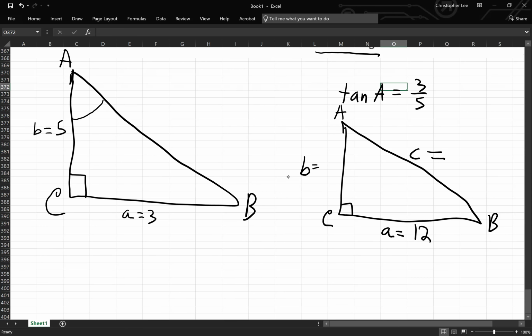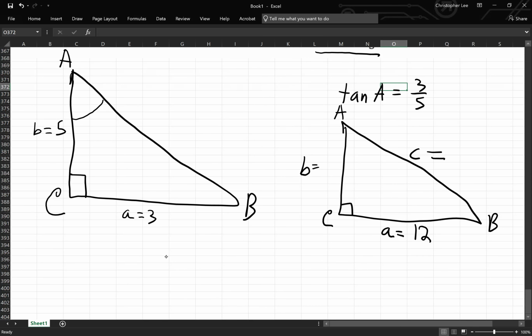Because if A is equal to 12, and the tangent value of A is 3/5, and the top value is 3, which is the same thing. Okay, let me follow with you.